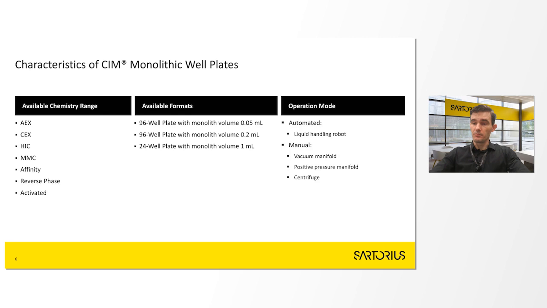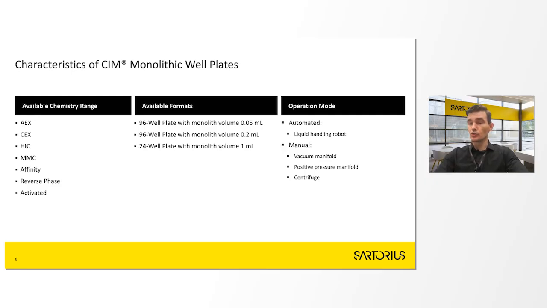If you pack our monoliths inside the plate format, you can get them in wide ranges of chemistries, like anion exchangers, QA, DEAE, cation exchangers, SO3, COOH, different hydrophobic, hydrophilic chemistries, different mixed mode chemistries, affinity chemistries, reverse phase chemistry, or different activated chemistries. We offer 3 different monolith sizes with our plate format.